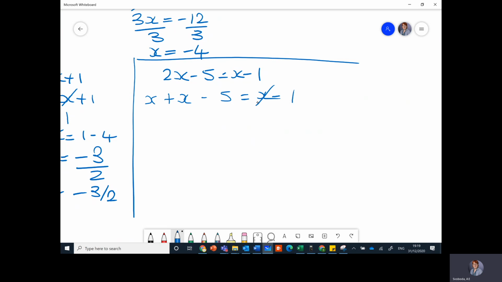So we're going to cross off an x, and we're just going to cross off one of these. We can't cross off both because then we're not doing the same thing to both sides. Now it doesn't matter which one you cross off. I'm going to cross off that one. And we're left with x minus 5 equals, now notice it's minus 1, that minus belongs to the 1. And then we solve. So x minus 5 plus 5 equals minus 1 plus 5. Cross that off. So x equals 4.